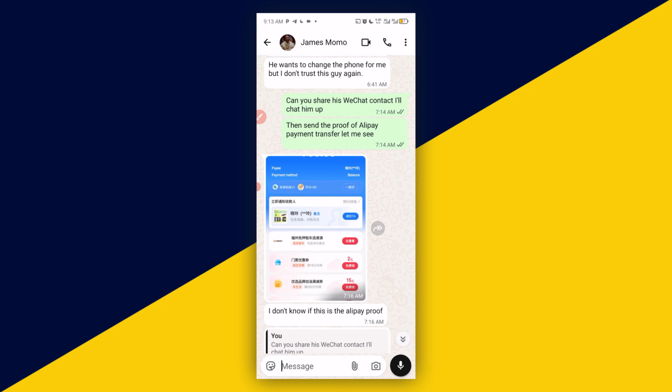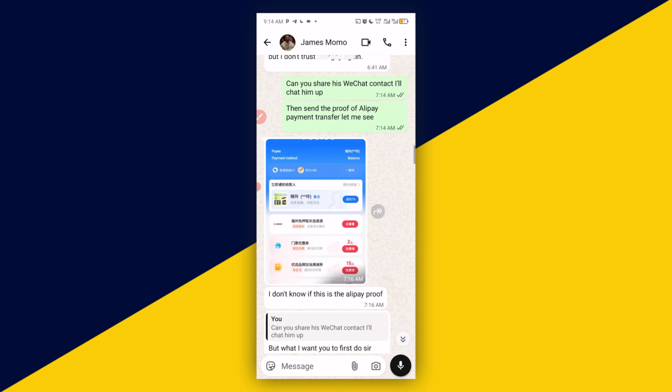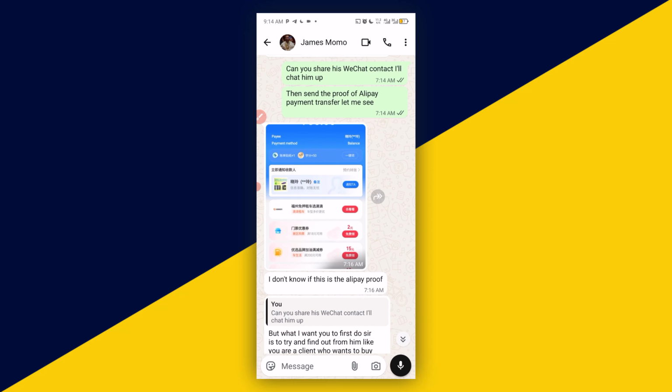Now, that one is about 90 to 100%. You are likely to get scammed because you are not fully secure. It is a transfer. There is no escrow involved. Okay, this is one of the dangerous parts of sourcing from WeChat.